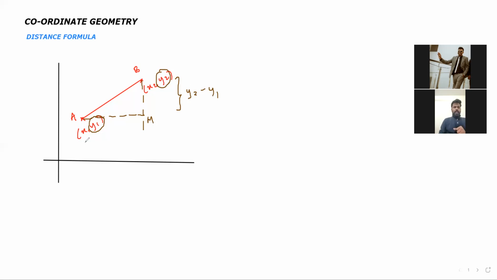Now what about AM? Can you write AM as the difference between the x coordinate of B and the x coordinate of A? So you write it as x2 minus x1. So we got a right angle triangle AMB, where AM is x2 minus x1, and BM is y2 minus y1. Now using these two, can you easily find AB just by applying Pythagoras theorem?